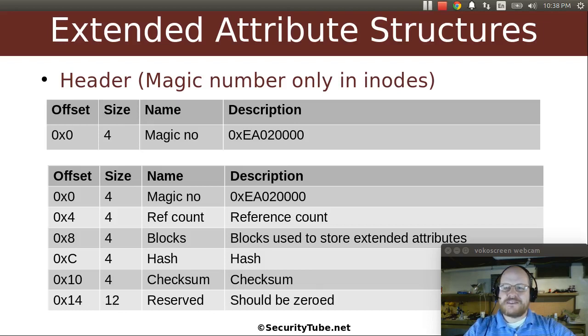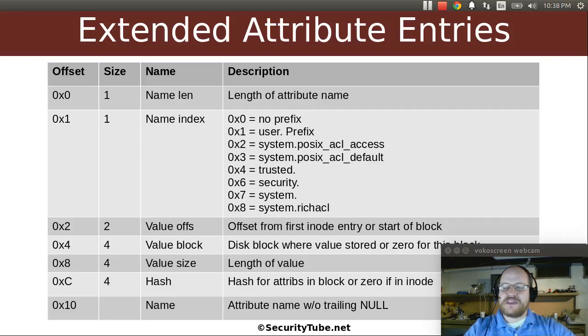Following that, we have our actual entries. So they start out with a name length and then a name index. So what's this name index all about? This name index says, do I have a prefix? It would be extremely inefficient if I had common prefixes stored in ASCII or Unicode inside of every single one of these, especially given that I only have 100 bytes if I'm going to do it inside of the inode itself. 0 means there is no prefix.